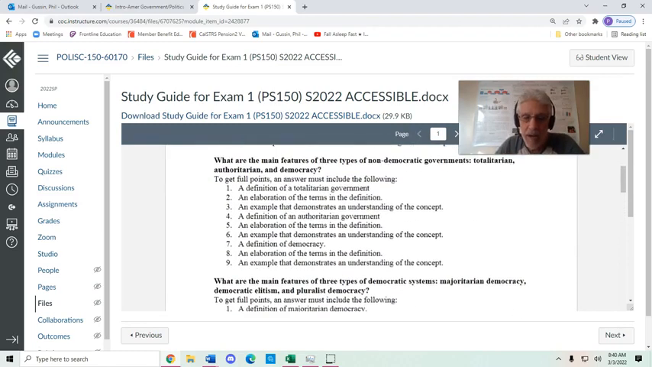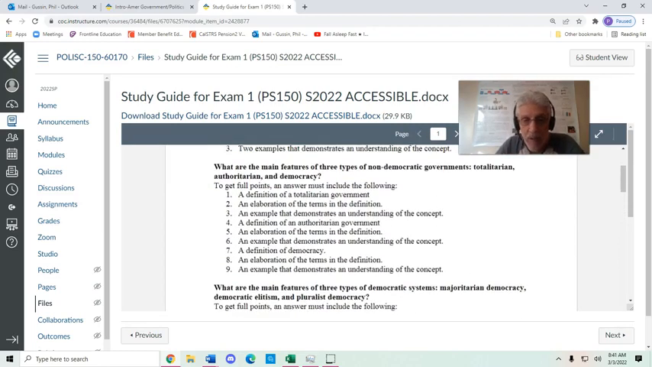And for each one, I give you a rubric, right, of what you need to do to get full points on the exam, right on the study guide. To get full points, an answer must include the following, right? So my suggestion is, as you're watching the lecture videos, I want you to take notes and I want you to pay attention. Don't try and transcribe everything I write, because I'm a professor.